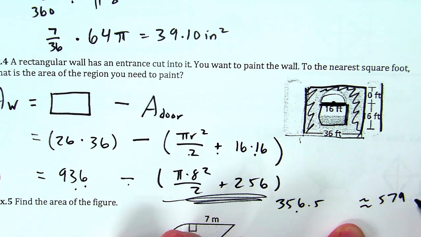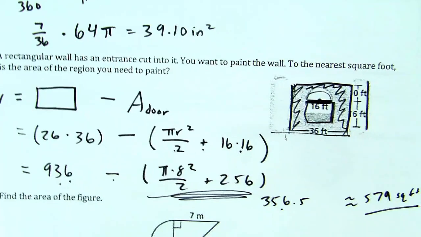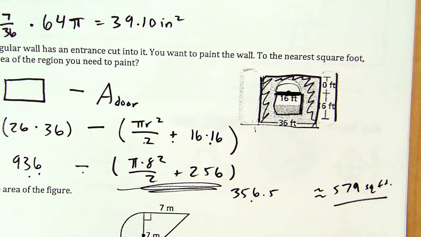579 square feet, because we're rounding to the nearest foot. So roughly 579 square feet.